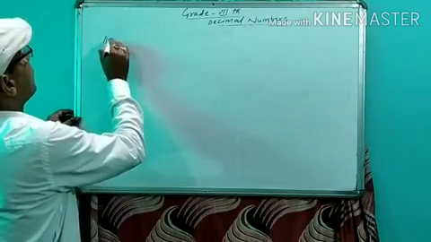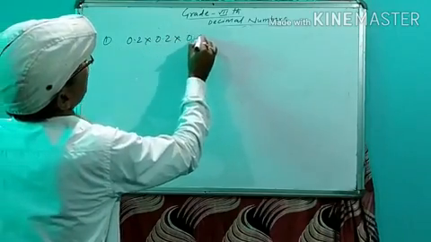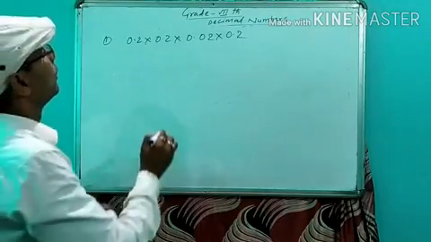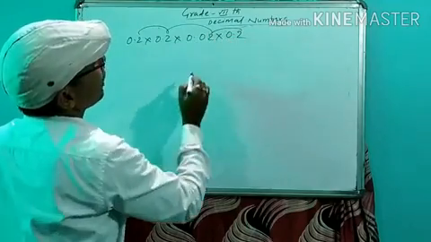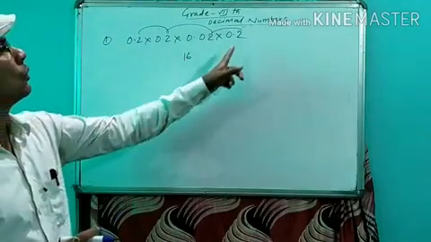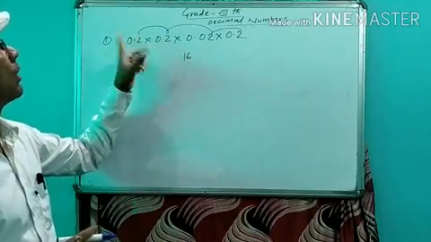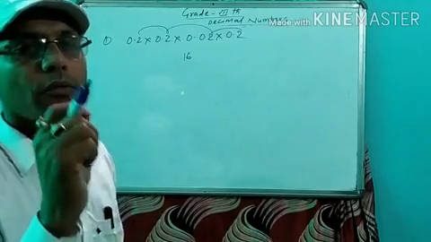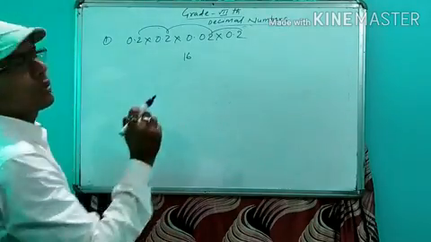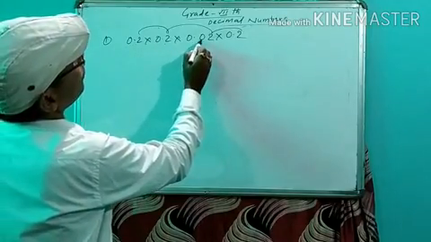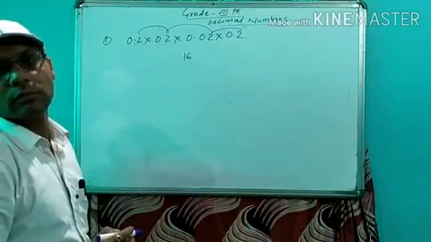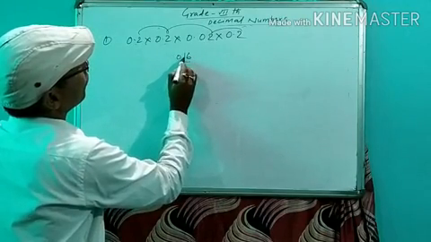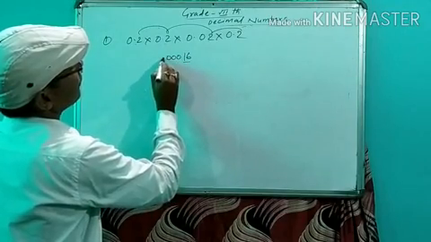Suppose we multiply 0.2 into 0.2 into 0.02 into 0.2. Here 2 times 2 is 4, 4 times 2 is 8, 8 times 2 is 16. Now we have to think about the decimal. Where will we insert the decimal? We will count the decimal part: 1, 2, 3, 4 and 5. After the decimal there are 5 digits, but here we have 2, so we will take 3 zeros, 1, 2, 3, and put the decimal here.